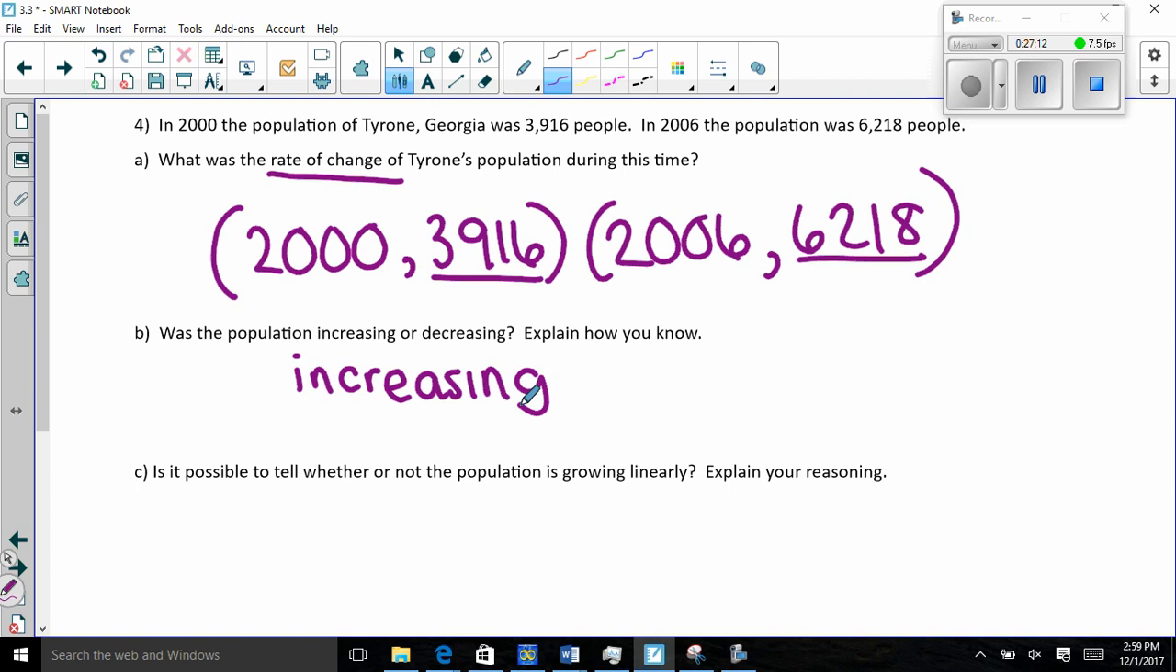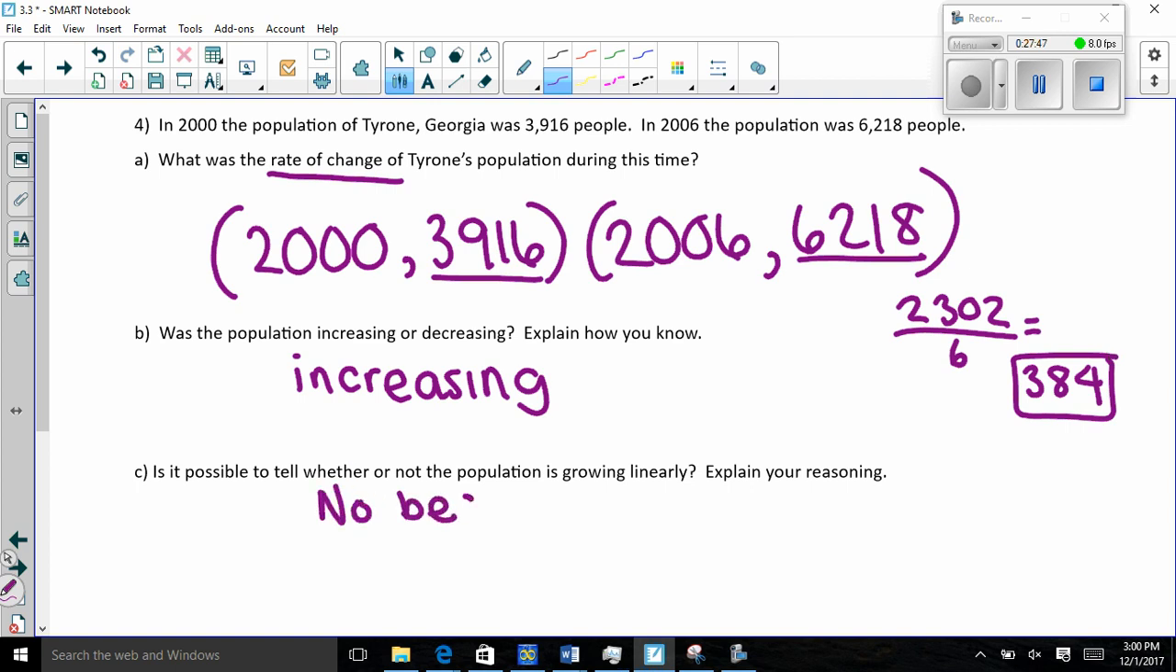When I do that, I find that slope, I label, plug it in, and I'm getting 2,300 divided by 6. Ends up being around 384 when I round. That means the population increases by 380 people a year. But is it possible to tell if it's linear or exponential? No, because we would need a third point. You can't tell if it's linear or exponential.